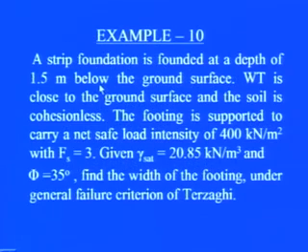Now, this is another example, that of a strip foundation which is founded at a depth of 1.5 meter below the ground surface. The water table is close to the ground surface and the soil is cohesionless. The footing is supposed to carry a net safe load intensity of 400 kilonewton per meter square with a factor of safety equal to 3. Given that the saturated unit weight of the soil is 20.85 kilonewton per meter cube and phi equal to 35 degrees, find the width of the footing under the general shear failure criterion given by Terzaghi.